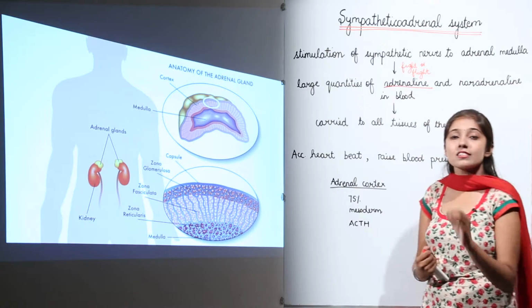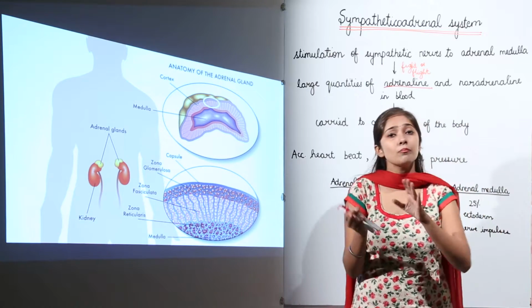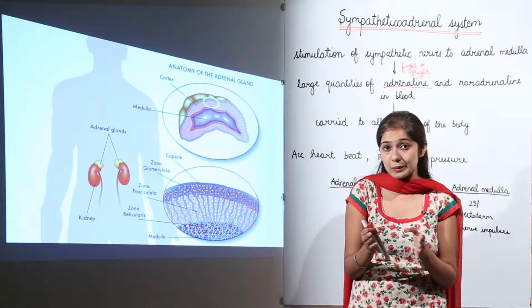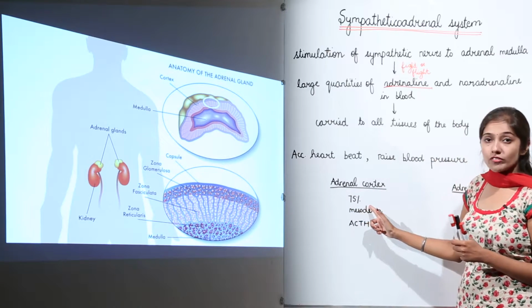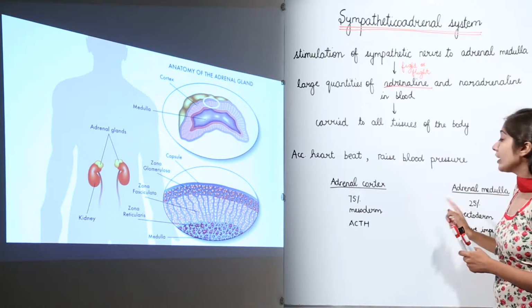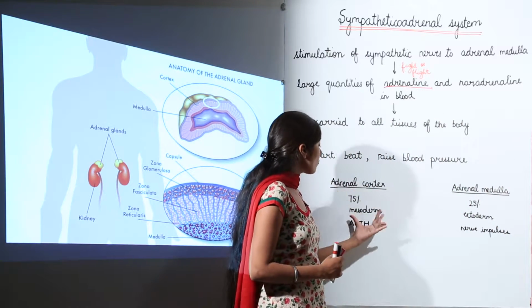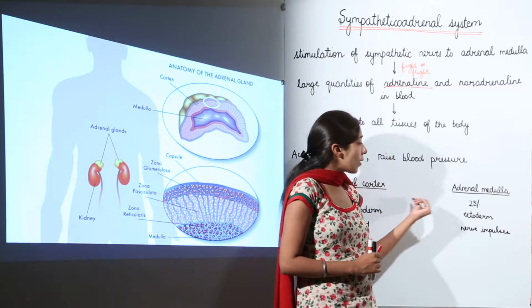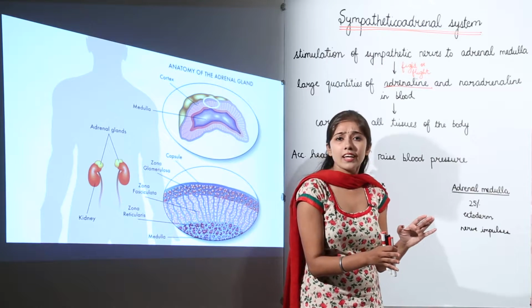Now, when we discuss the two parts of the adrenal gland, that is the adrenal cortex and adrenal medulla, what are the major differences that you can cite here? Well, the adrenal cortex forms 75% of the adrenal gland, while the adrenal medulla forms only 25% of the adrenal gland. Now, the adrenal cortex is formed from the mesoderm of the embryo, while the adrenal medulla is formed from the ectoderm of the embryo. This was about origin, right?